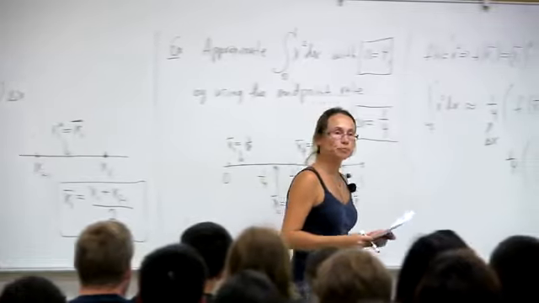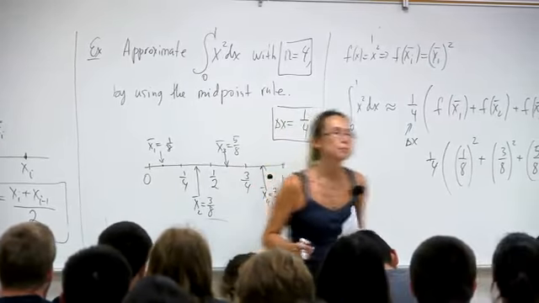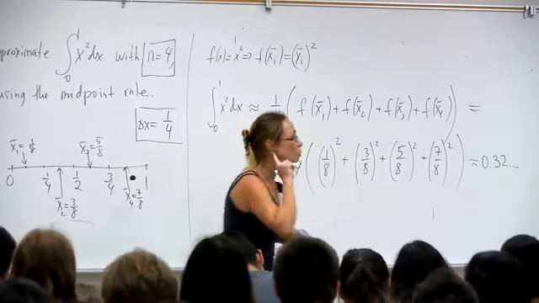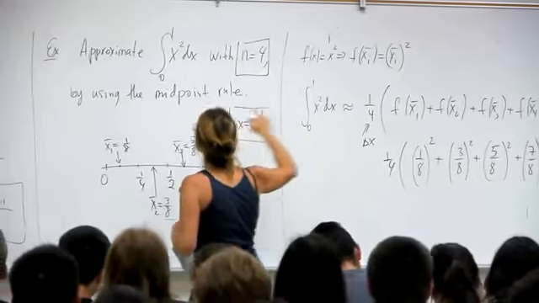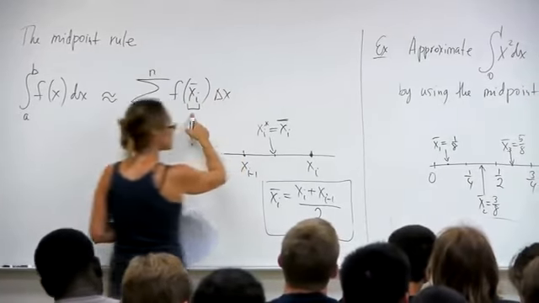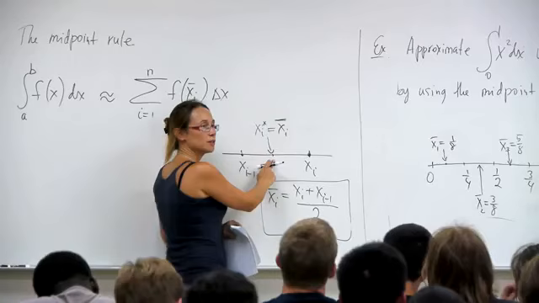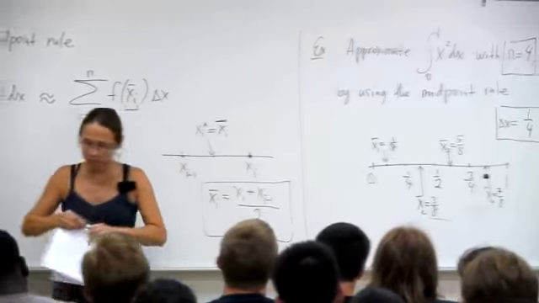Okay? Questions? Question? What about 1/8, 3/8, and 5/8? Where did they come from? Yeah. So these are the sampling points. For each interval, I have to take the middle point and evaluate my function at that point.